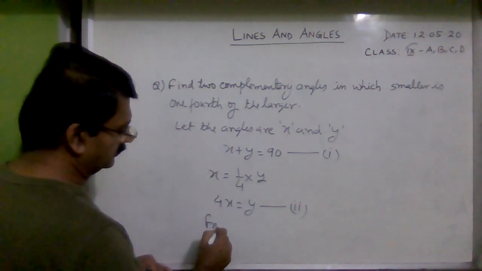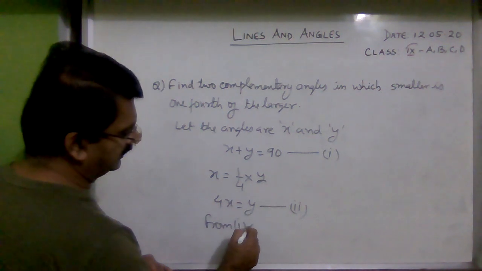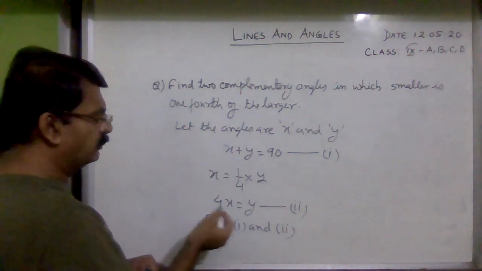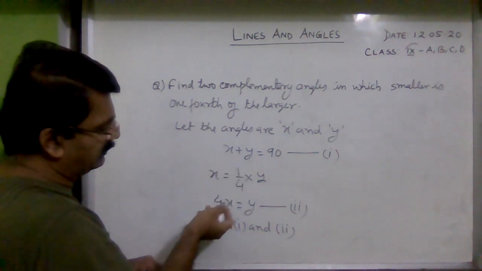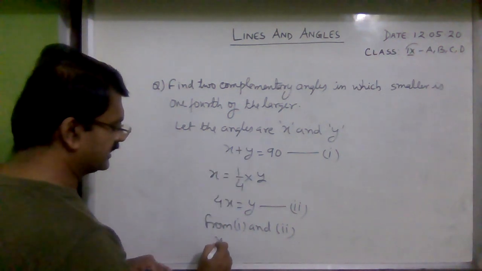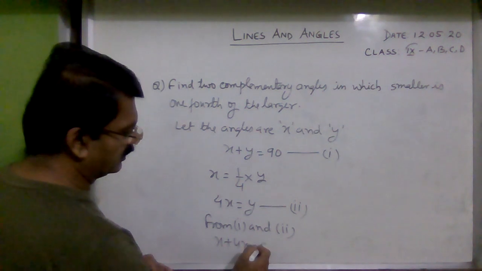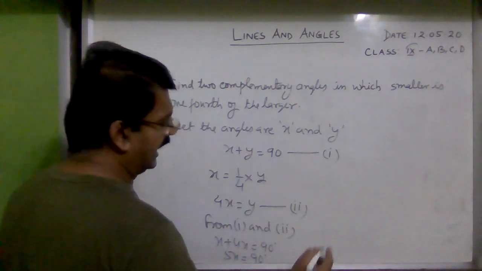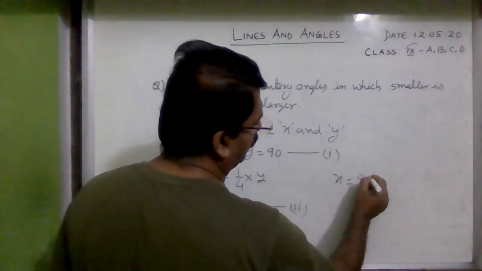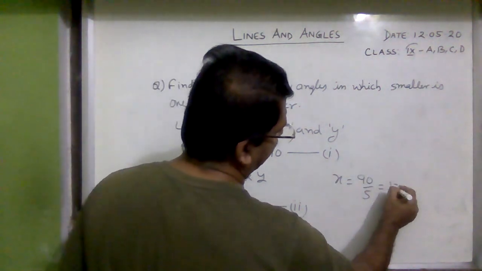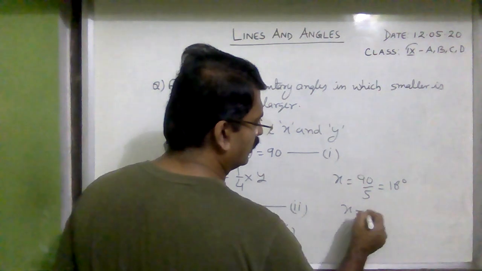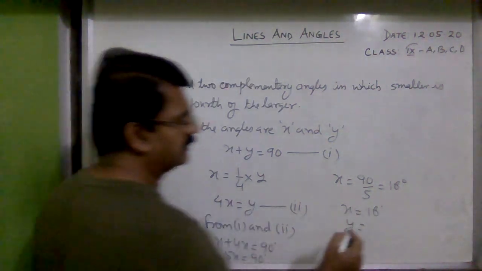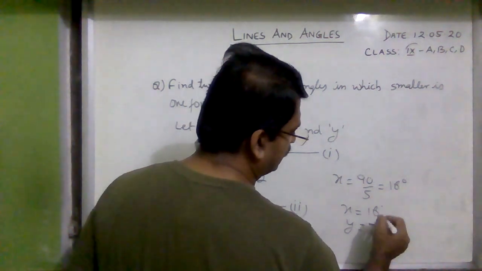So from 1 and 2, in place of y, you put 4x. From equation 2, you can see y is equal to 4x. So put 4x there. X plus 4x is equal to 90. So 5x is equal to 90. So x will be equal to 90 upon 5, that is equal to 18 degree. So x is equal to 18 degree and y is equal to 4 into 18, which is 72 degree. So that is your answer.